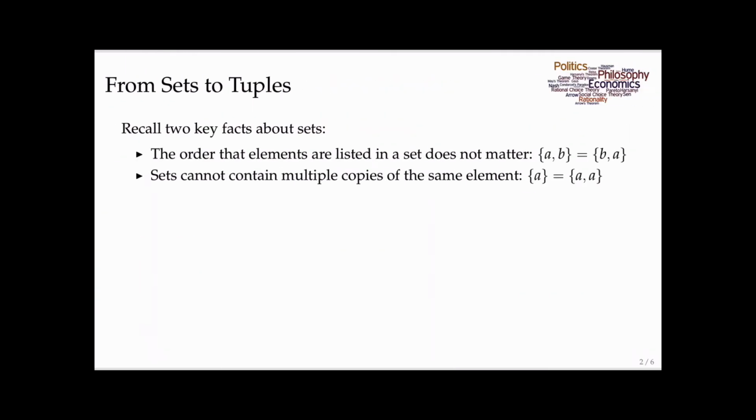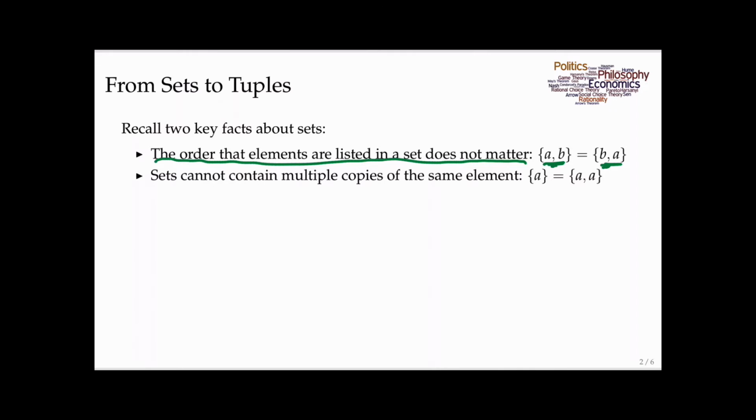So first of all, recall two key facts about sets. The first is the order that the elements are listed in a set doesn't matter. So the set consisting of just A and B is the same set as the set consisting of B and A. Because remember, sets are the same when they contain the same elements. So this set right here contains two elements, namely A and B. This set right here also contains two elements, namely B and A.